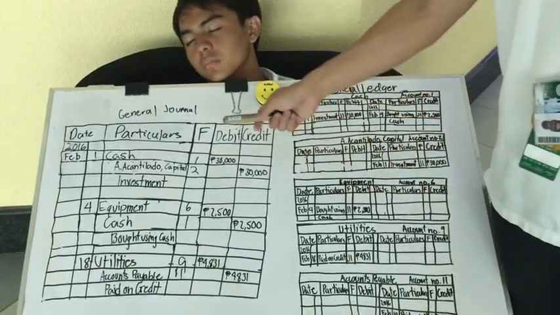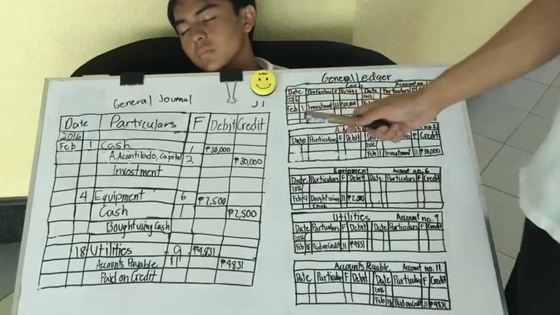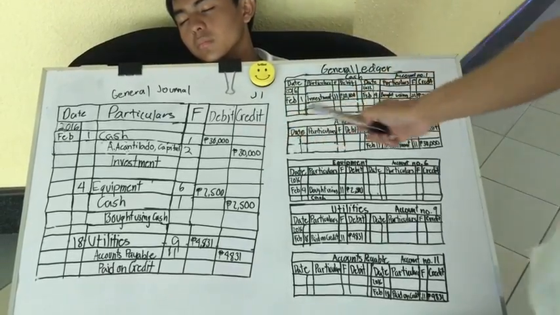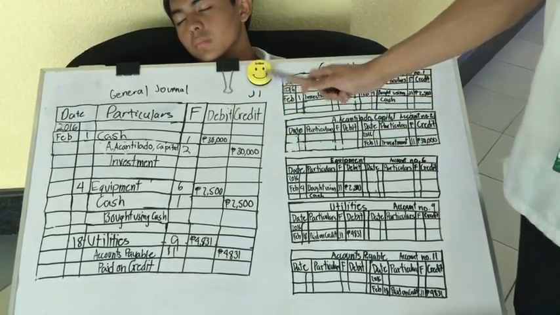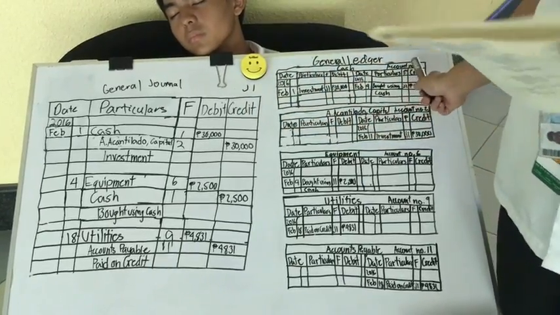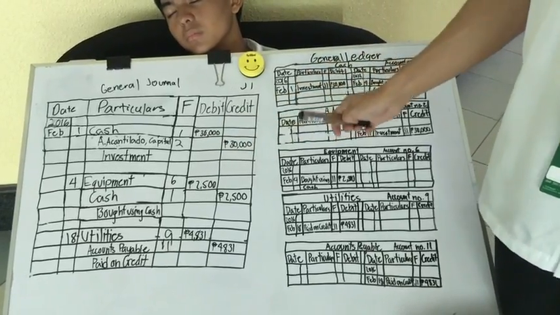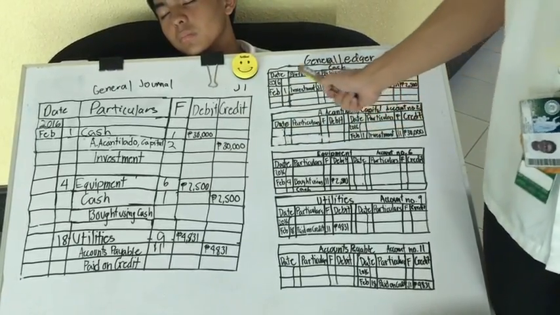Now the purpose of the folio is that it serves as a cross-reference for when it is desired to trace the amount from one record to another. So writing the account number in the folio column in the journal indicates that the posting has been completed.